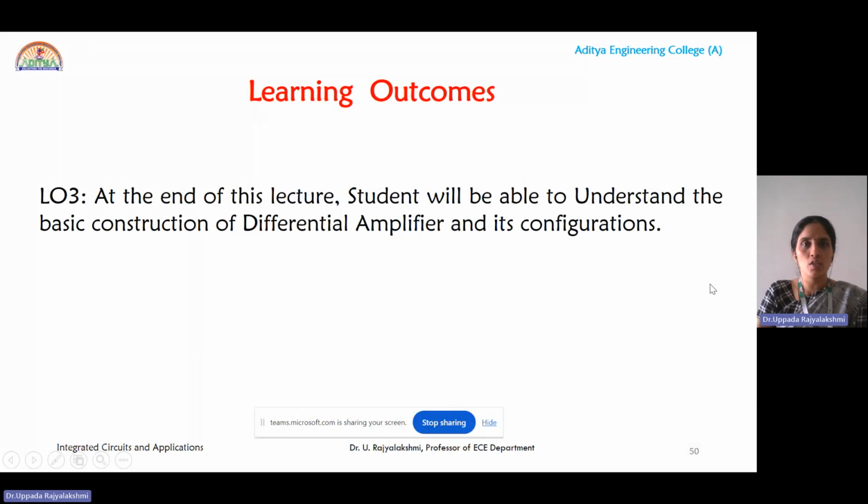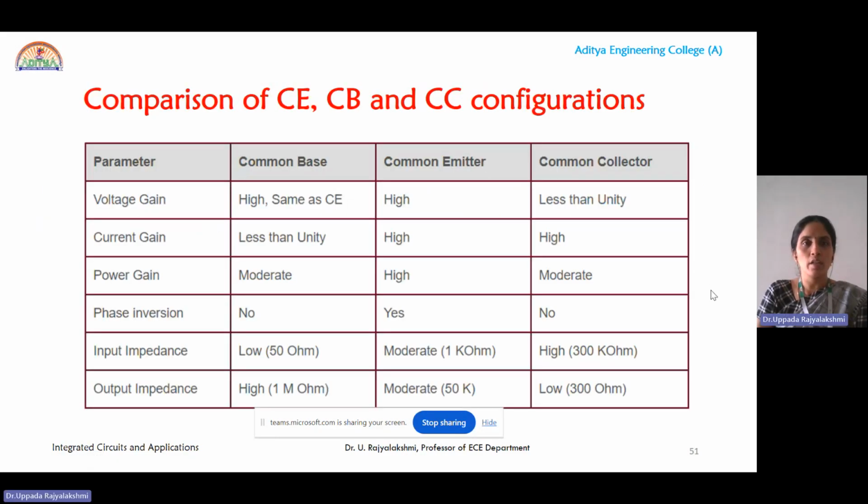one of the configurations of transistor, namely the common emitter configuration, and also the different types of differential amplifier we will discuss here. In order to construct a differential amplifier, usually we will take two common emitter configurations, and the emitter terminals of the two transistors are combined via the emitter resistor.